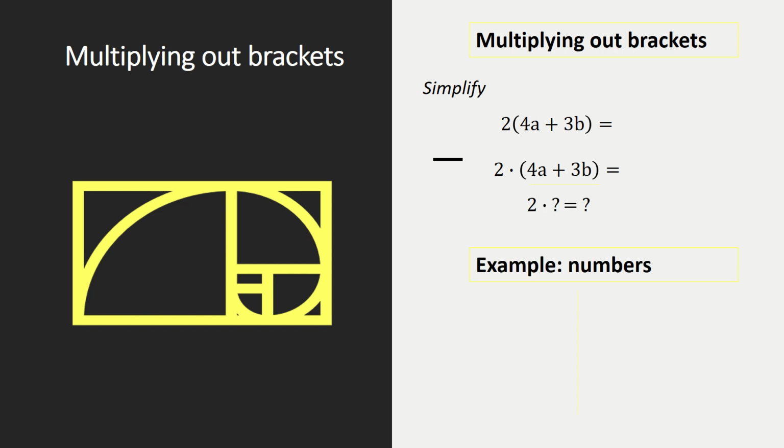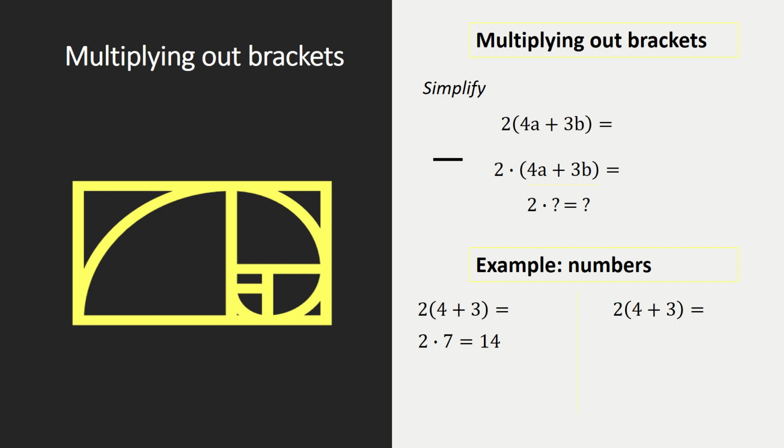First, I'm going to give you an example with numbers. So have a look at this one: 2 times (4 plus 3). We know we can first add what's in between the brackets, and that's 7. So you will get 2 times 7, and that equals 14. There is, however, another way to calculate this. It is a bit more difficult, but it works as well.